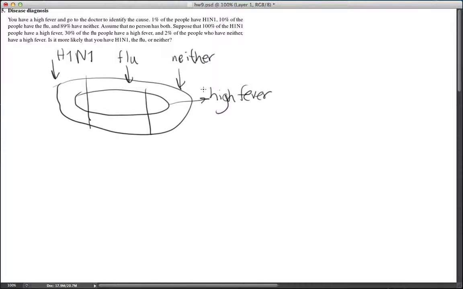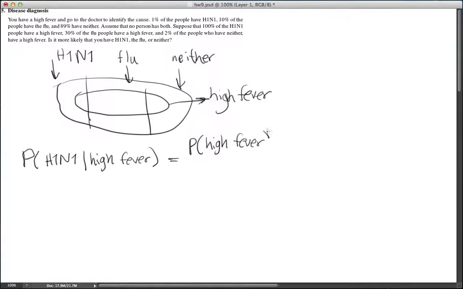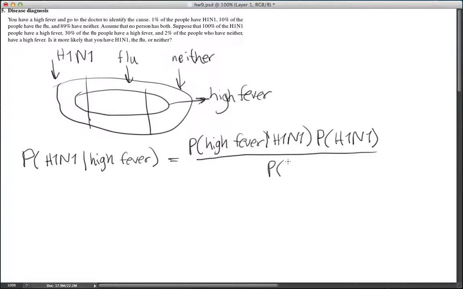And so we want to know, once we restrict our sample space to the points inside this event, what are the relative probabilities of H1N1, flu, and having neither. So the classical Bayes theorem says that the probability of having H1N1, given that you have a high fever, is just the probability of having a high fever given that you have H1N1, times the probability of having H1N1, divided by the probability of having a high fever.